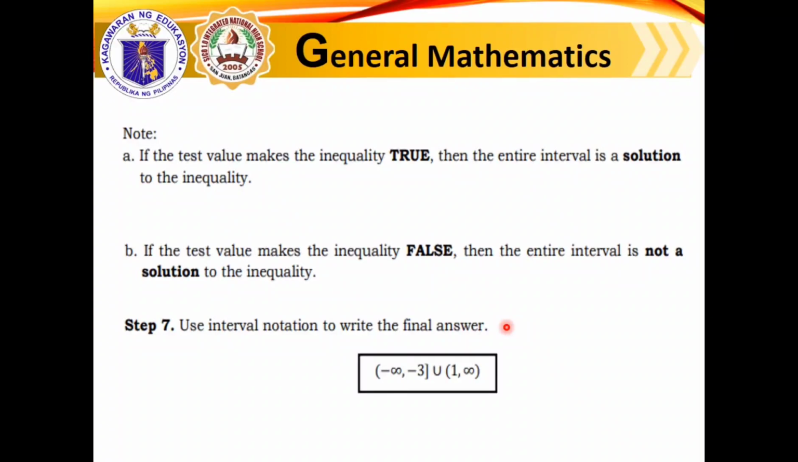So the final answer is from negative infinity to -3 is a solution, union with 1 to positive infinity. As you can see, -3 is a solution represented by a closed bracket, and 1 is not a solution, represented by an open parenthesis.